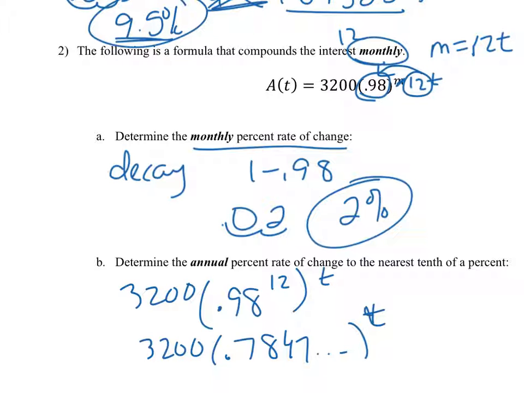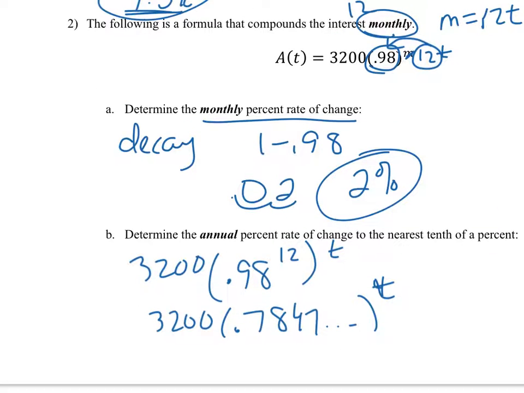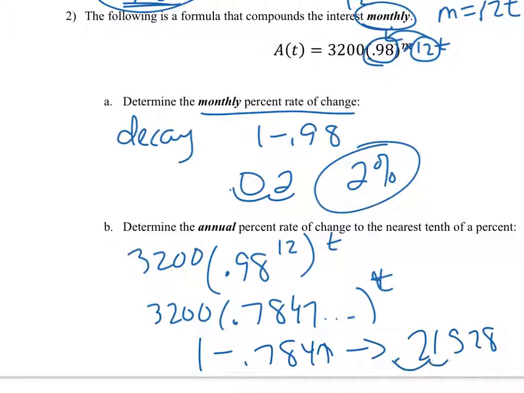So now this is what would be changed annually. Because this right here is a t, even though it looks like a mess. This right here is a t. So this is going to tell us the annual percent rate of change. And since it's decay, we do this, and we wind up getting 0.21528-ish. Move it over 2 decimal places, and it's 21.5%.